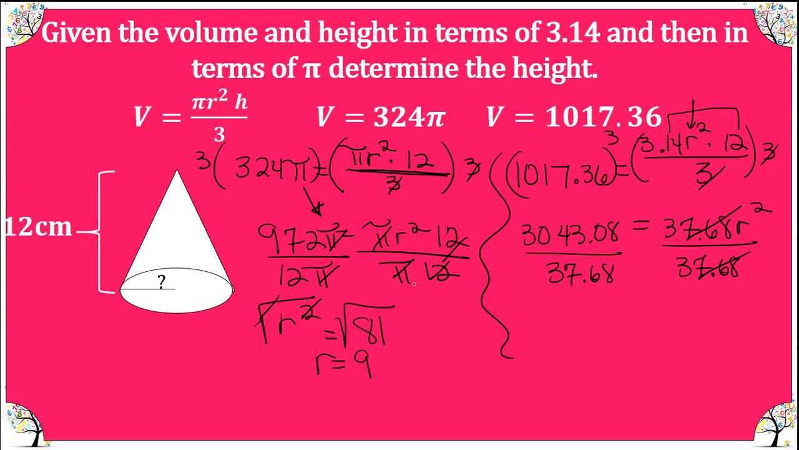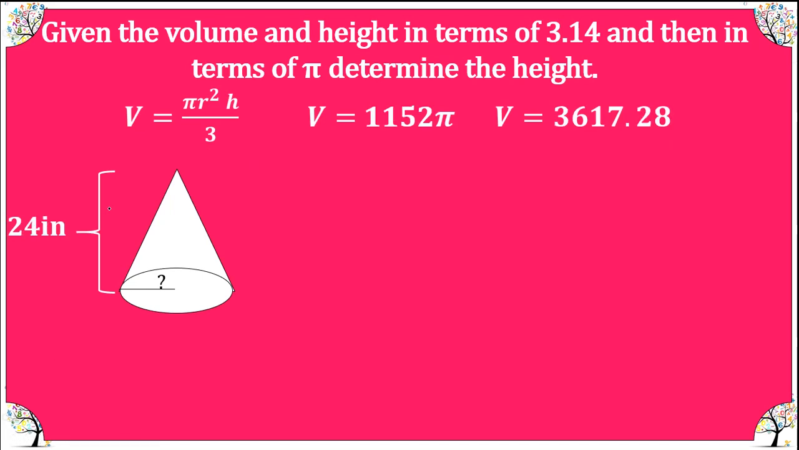And on the left side, we get about 81. With our rounding, we have a little bit of error, but that's okay. We're going to round to 81. We have r squared. We are going to take the square root of both sides, and r is 9. Our radius is 9. Let's take a look at one more example.